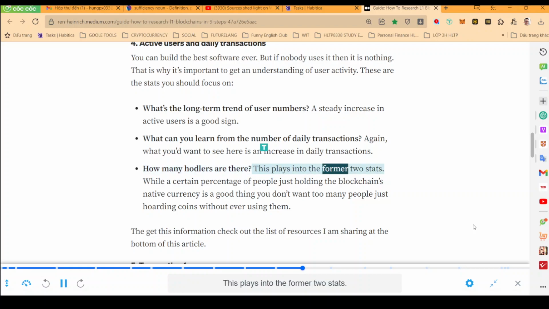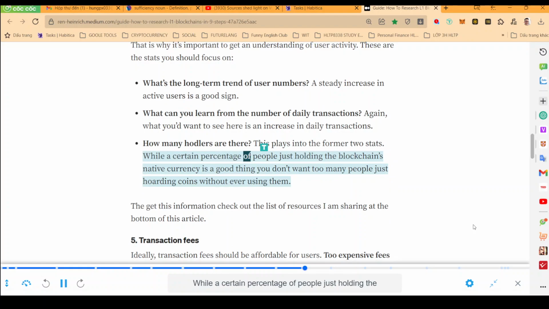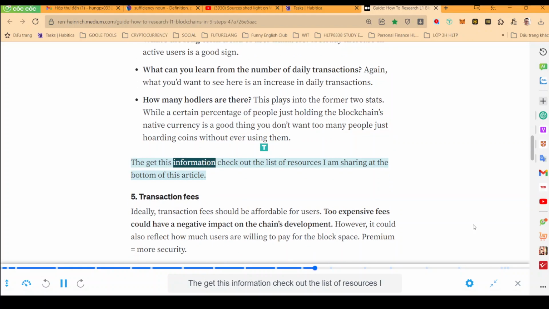This plays into the former two stats. While a certain percentage of people just holding the blockchain's native currency is a good thing, you don't want too many people just hoarding coins without ever using them. To get this information, check out the list of resources I am sharing at the bottom of this article.